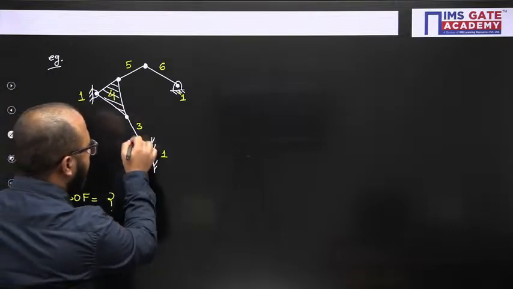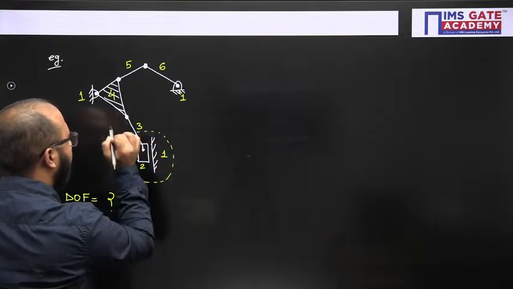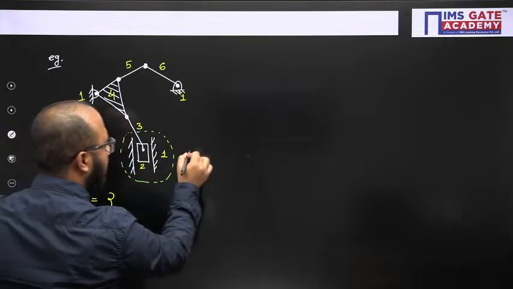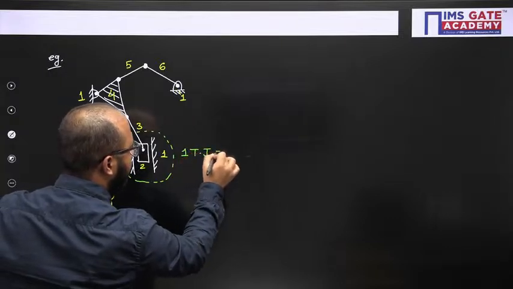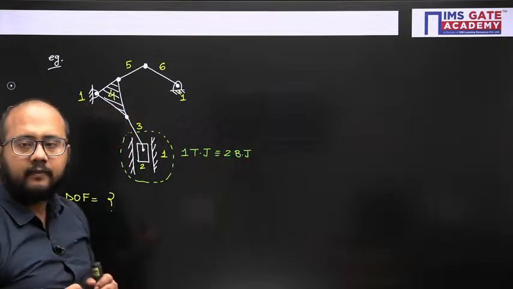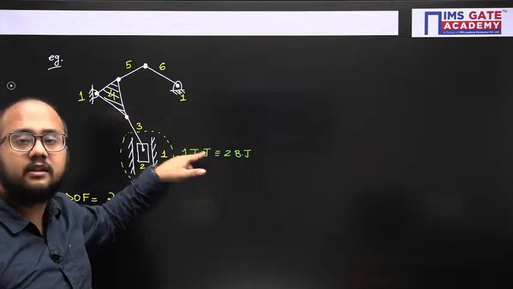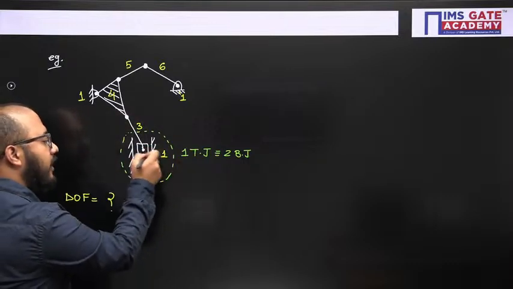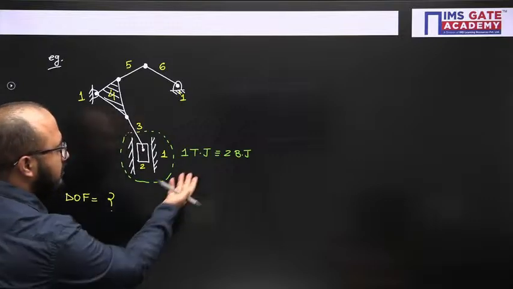Now here, if you understand, everyone, how many links are connected here? Link number one, link number two, link number three. So it will be considered a ternary joint. And a ternary joint is equivalent to two binary joints. I hope this one is also clear, everyone. One ternary joint is equal to two binary joints. How is this a ternary joint? Because link 1, link 2, and link 3 get connected. So total three links, ternary joint.